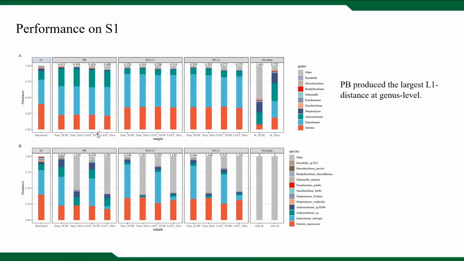At different levels, the L1 distance generated by R10 data is lowest, such as EMU NCBI at 0.348, followed by R9 data, under the condition of obtaining a complete recall rate. R10 data obtained the lowest L1 distance, outperforming R9. Overall, Nanopore data performs best in the S1 community.